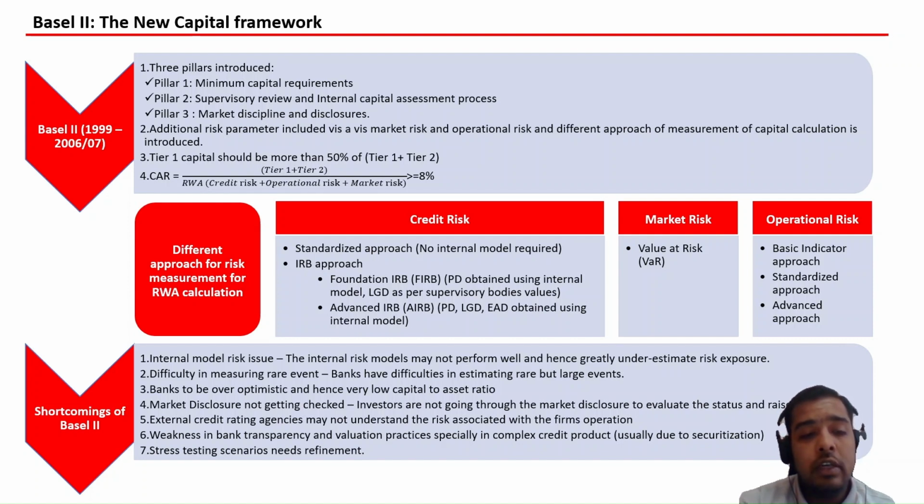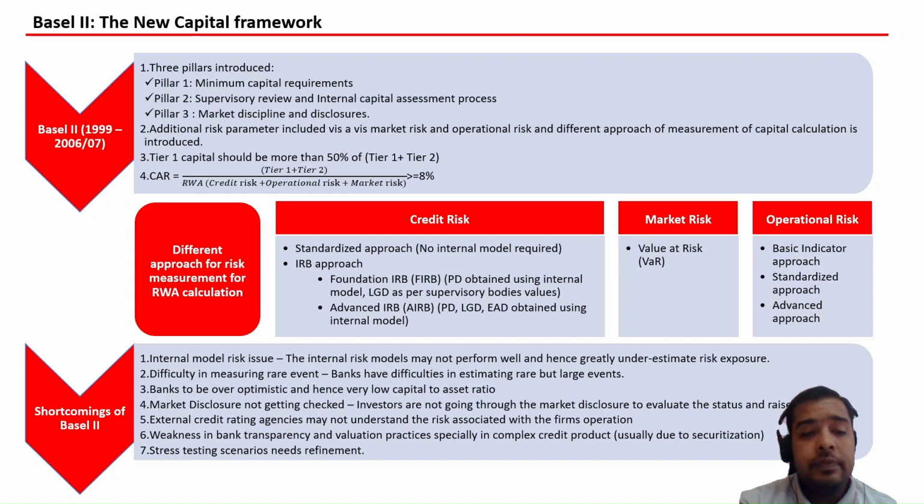The major shortcoming of Basel II is the internal model risk issue. The banks use internal models to assess their risk and correspondingly calculate their RWA and capital requirement. In this way, the bank is underestimating its risk exposure, which further underestimates the capital requirement for a bank. So this is one risk.